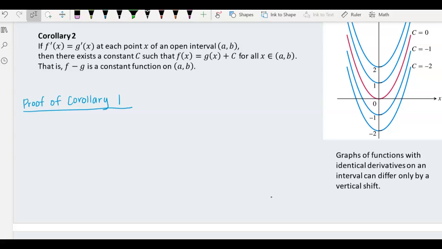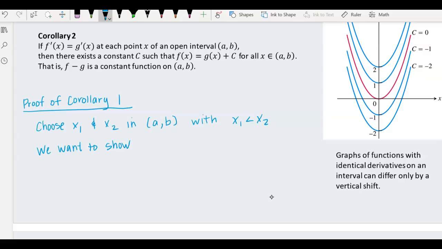We want to show that f has a constant value between a and b. So let's just choose two different points. Let's choose x1 and x2 somewhere in the interval. And let's just say, just to have them in order, that x1 is less than x2. Just want to put them somewhere on the number line. And we want to show that f of x1 is equal to f of x2.